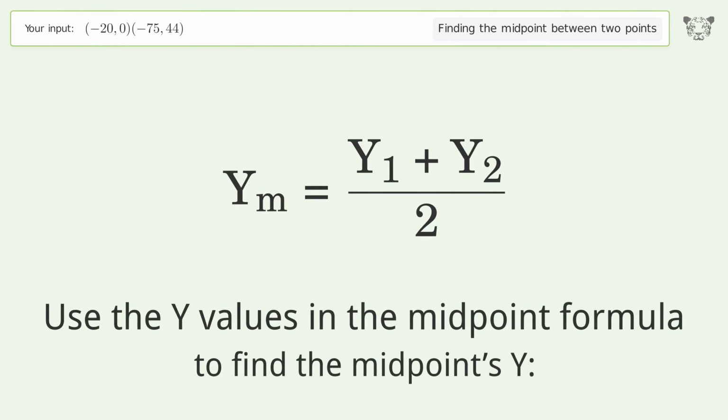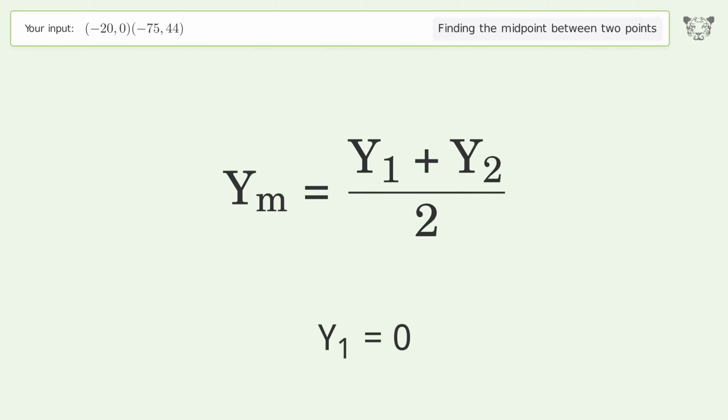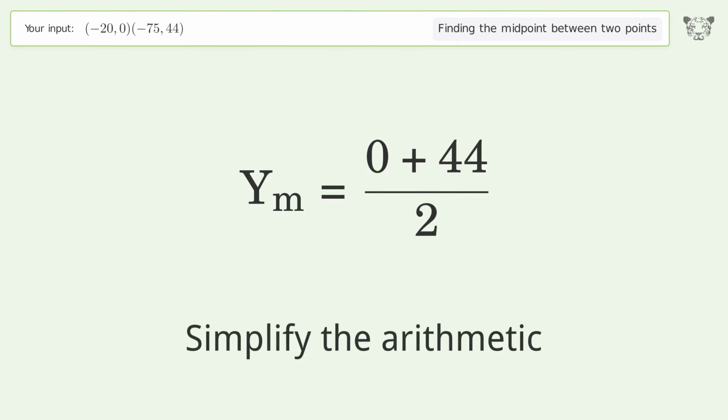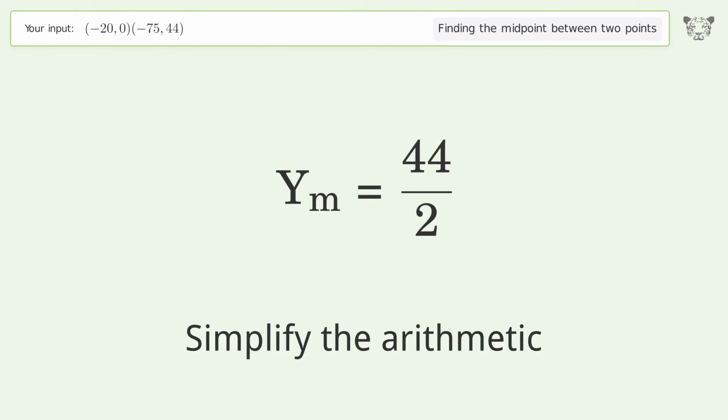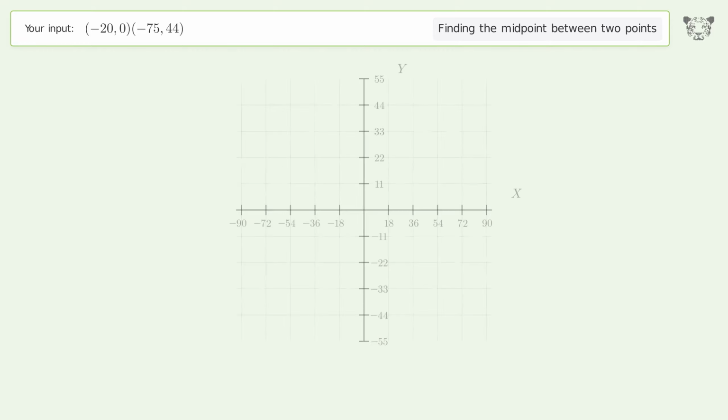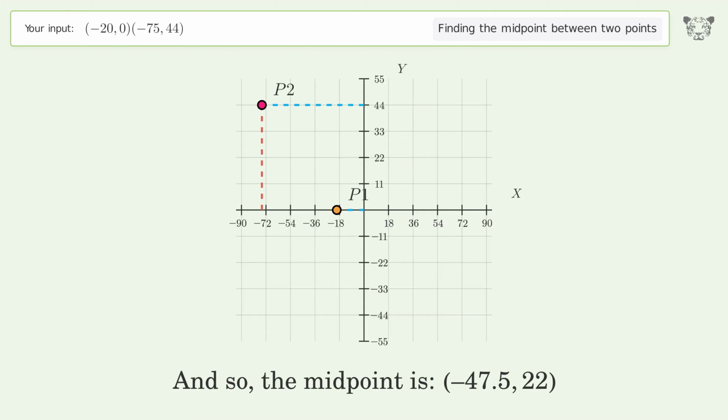Use the y values in the midpoint formula to find the midpoint's y. y1 equals 0. y2 equals 44. Simplify the arithmetic. And so, the midpoint is negative 47.5, 22.